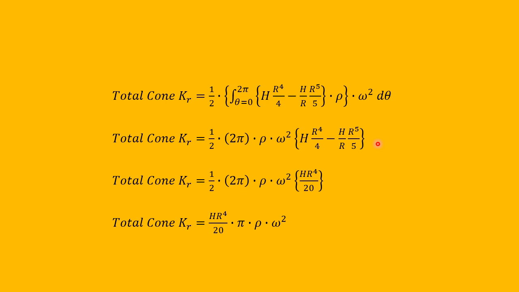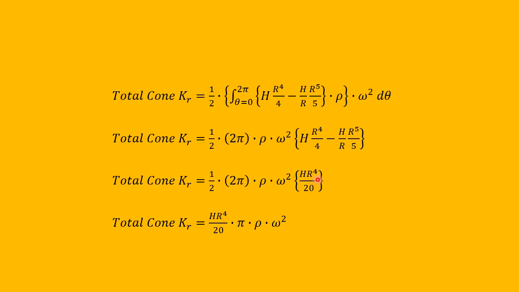Now, we're almost done. All that's left to do is a lot of algebraic simplification. So if you look at this and simplify just a little bit, we have 1/2 times 2 pi times rho times omega square, which we have right here. These two things, if you get a common denominator, and also notice that R to the fifth over R is R to the fourth, this stuff right here simplifies to this stuff right here. And so in that case, we have our answer for the total kinetic energy of rotation for that cone.